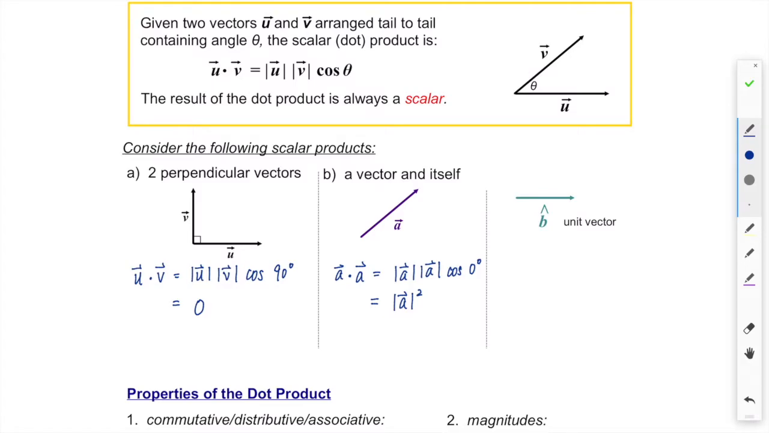What if now we try to dot a unit vector instead? So b hat here. Well, similar to a dot a, I already know that if I dot b and b, I'm going to get the magnitude of the unit vector squared. But then we know that because this is unit vector, its magnitude is 1. So 1 squared is 1. So another special property, which is when you dot a unit vector by itself, you always get 1.